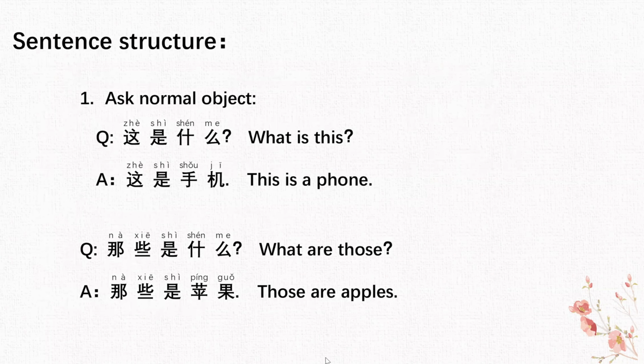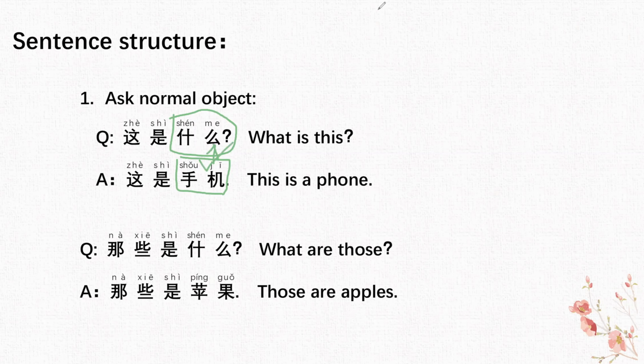First one is for ask normal object, like what's this? Give you the answer. This is a phone. What are those? Those are apples. So you see here. So what we learned it before, right? 什么 means what. So 这 means this. So 是 means is, right? This is what, yeah, so that is what's this. So when I answer, I just need to use my answer part to exchange the question part, just switch.